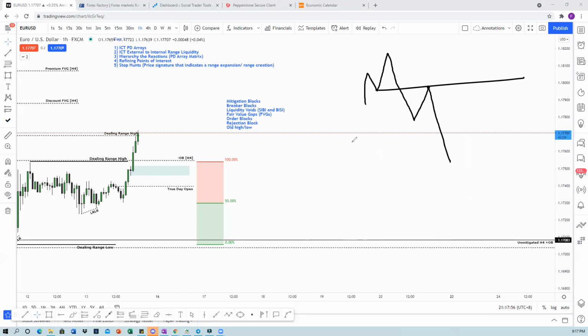Now the question is, what's the context? The context is this. Even for a bullish breaker, this move down is obviously going into a PD array. When you know that it goes into a PD array, there's your context. The breaker is definitely going to work and price is going to go up. That's how we can understand how these things work. They work under context, not just by themselves.